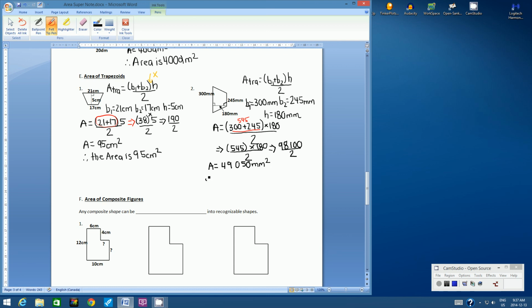Final statement. Therefore, the area is 49,050 millimeters squared. Okay, again, we'll get lots of practice using that formula.